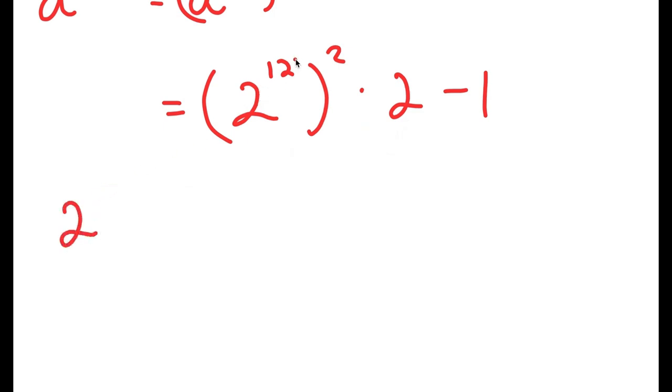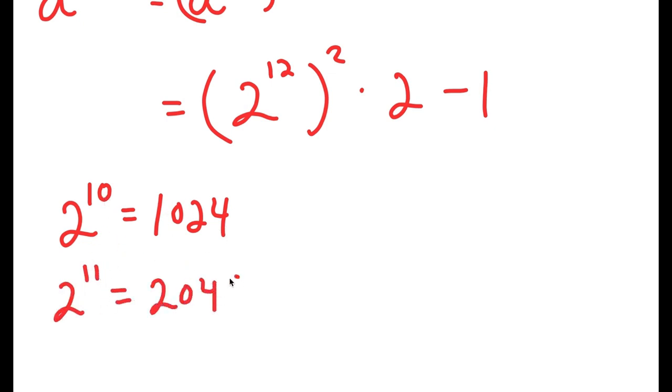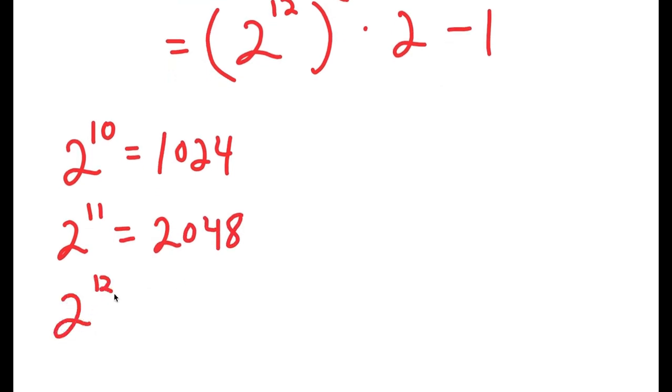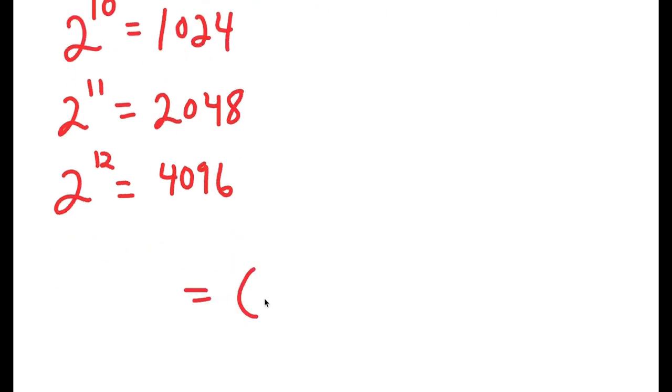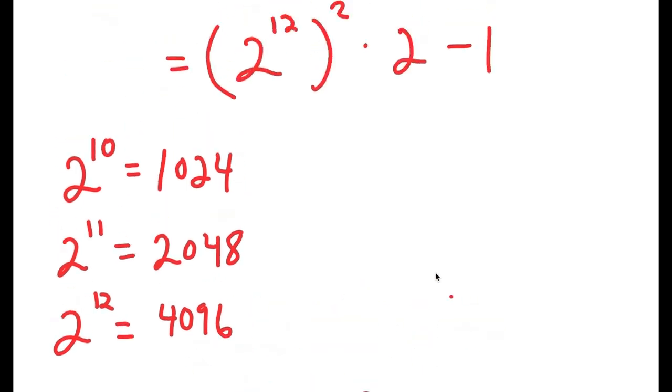If you guys don't know what 2 to the power of 12 is, well, 2 to the power of 10, you should always remember this as 1024. So 2 to the power of 11 is going to be double of 1024, which is 2048, and 2 to the power of 12, which is the value we're looking for, is going to be double of 2048, which is 4096. So now I get 4096 squared times 2 minus 1.